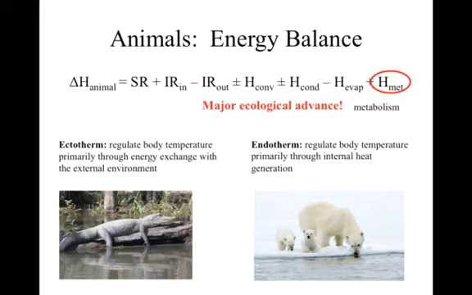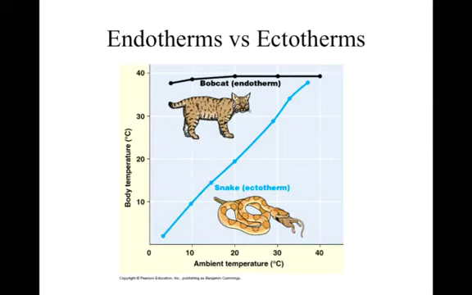So we don't need to go out on a sunny day. When we sunbathe, it's for a tan. It's not so that we can warm ourselves up in order to move. And so only endotherms can regulate with metabolism, but they do it very, very effectively.